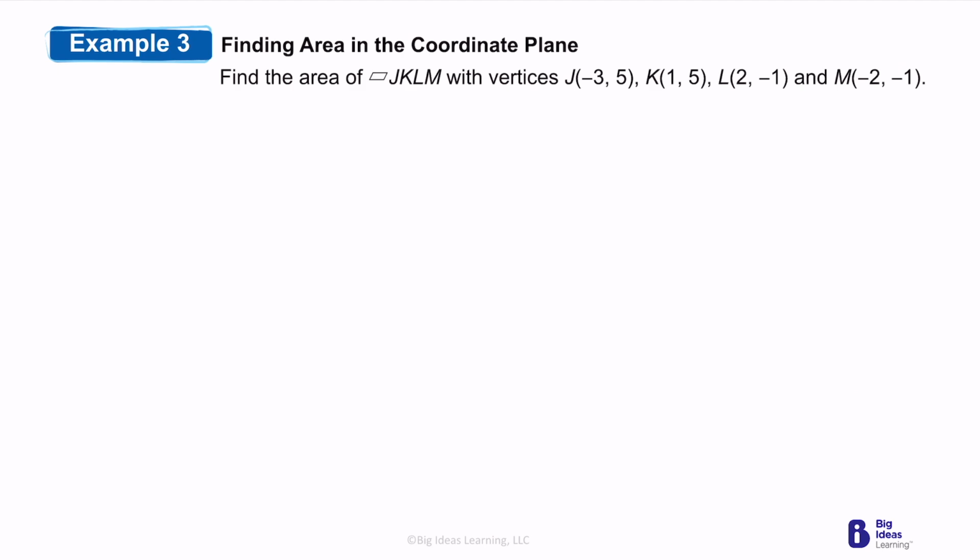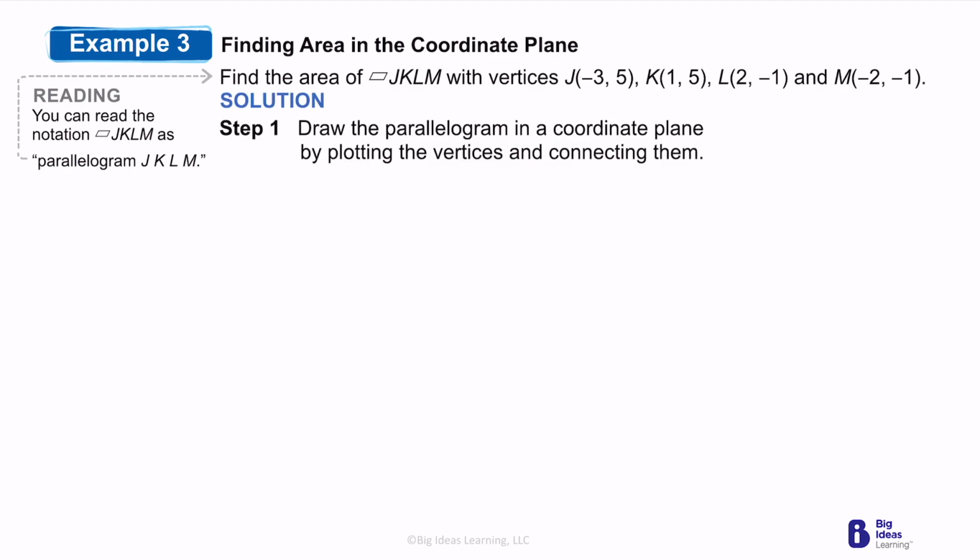All right, so now we're going to go into finding area. So we did perimeter, now it's area. Same idea. So you have, try to find parallelogram JKLM with vertices -3, 5, 1, 5, 2, -1, and -2, -1. So we're going to go ahead and graph it.